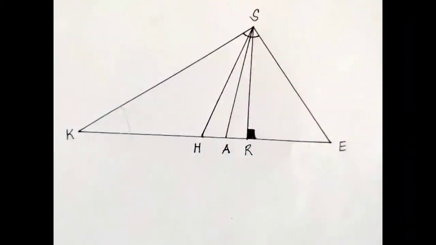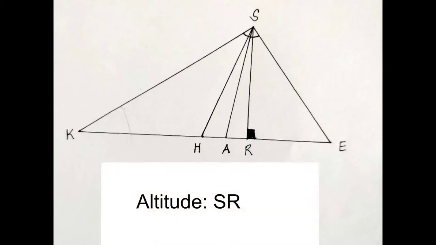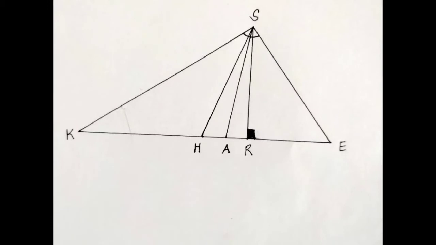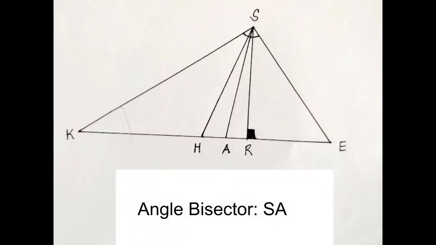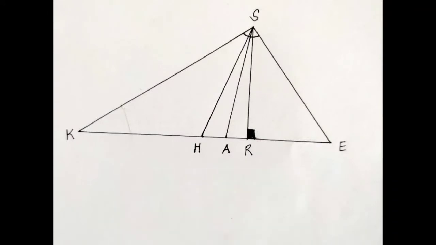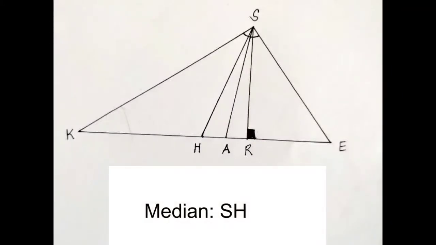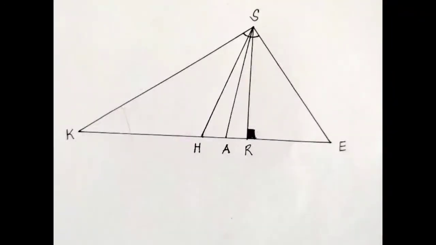What is the altitude? Yes, the altitude is segment SR. How about the angle bisector? That's correct. The angle bisector is segment SA. Lastly, what is the median? Very good. The median is segment SH. Now that you know the primary and secondary parts of a triangle, we can now construct triangles.